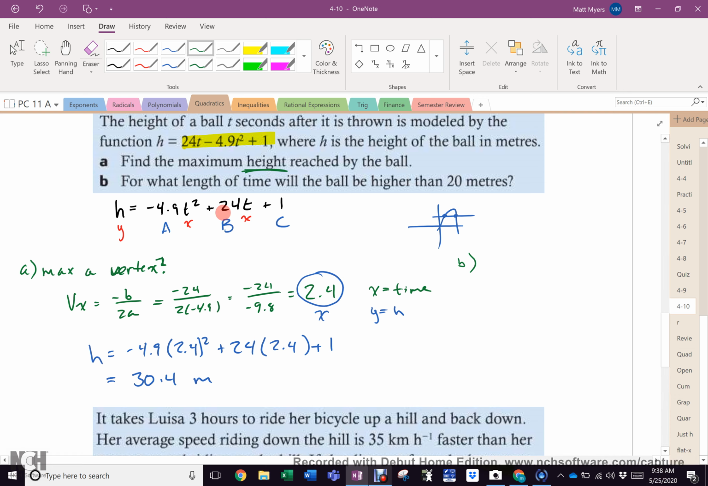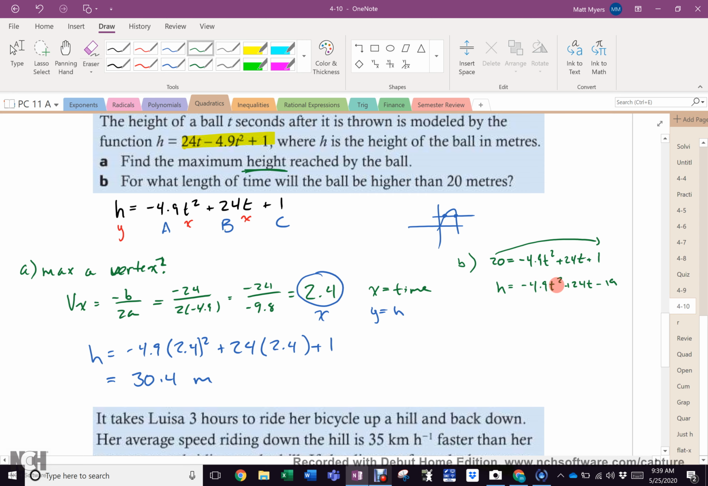We had this, right? But I want to know, for what length of time will the ball be higher than 20 meters? So my height is no longer y, it's 20. So 20 has to equal negative 4.9 t squared plus 24t plus 1. I can't deal with that because I got two numbers, but it's easy to fix. H equals negative 4.9t squared plus 24t, bring that over, minus 19. Now all I need are the roots here, because now I'm going to be at my 20.